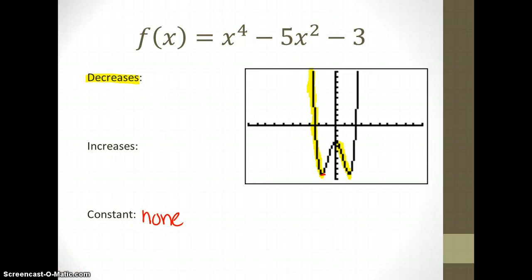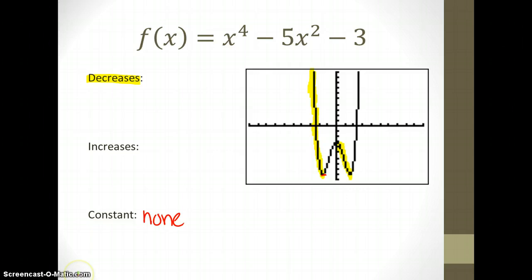Decreasing, increasing, minimum, maximum, one of those. So we have the decreasing highlighted. And now we'll get the increasing portion. So we said the yellow portions were decreasing. The green portions we're going to say are increasing.